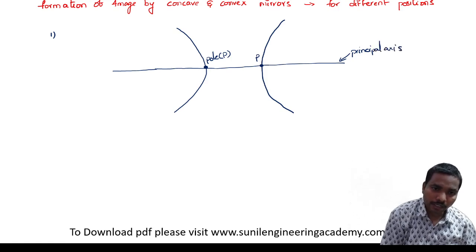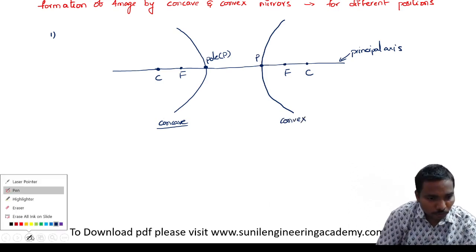Here we have the center of curvature. Between C and P, we have the focus. So this is the concave type of the mirror. This is the convex type of the mirror.